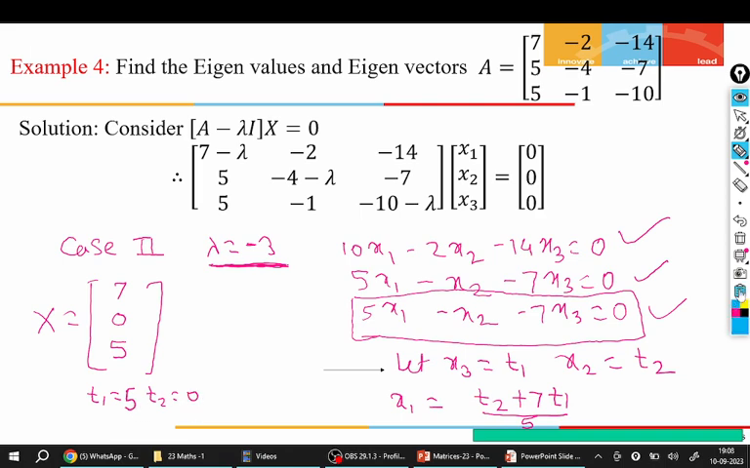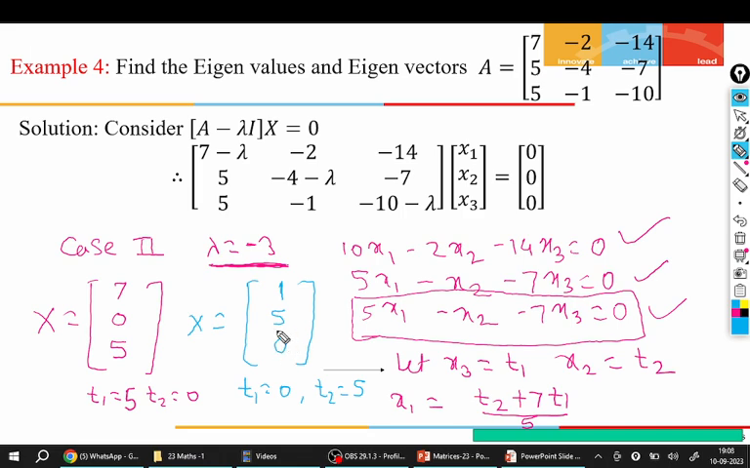I can write one more vector here. Say now t1 is 0. If t1 is 0, we put t2 as 5 now. So what about x3? x3 is 5 by 5. Am I written correct? Yes, correct. So x1 becomes 5 by 5, that is 1. Now x2, t2 is 5, so it is 5 and 0.